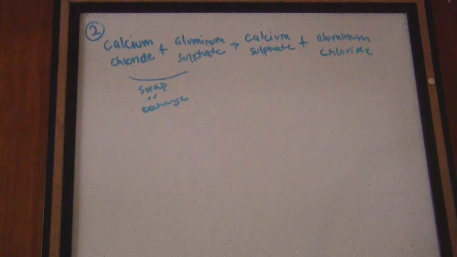The next chemical reaction is calcium chloride plus aluminum sulfate. This reaction type is called double displacement. It exchanges the cations or anions of the 2 ionic compounds to create 2 new ionic compounds. In this instance, I exchanged sulfate for chloride, which produced calcium sulfate plus aluminum chloride.